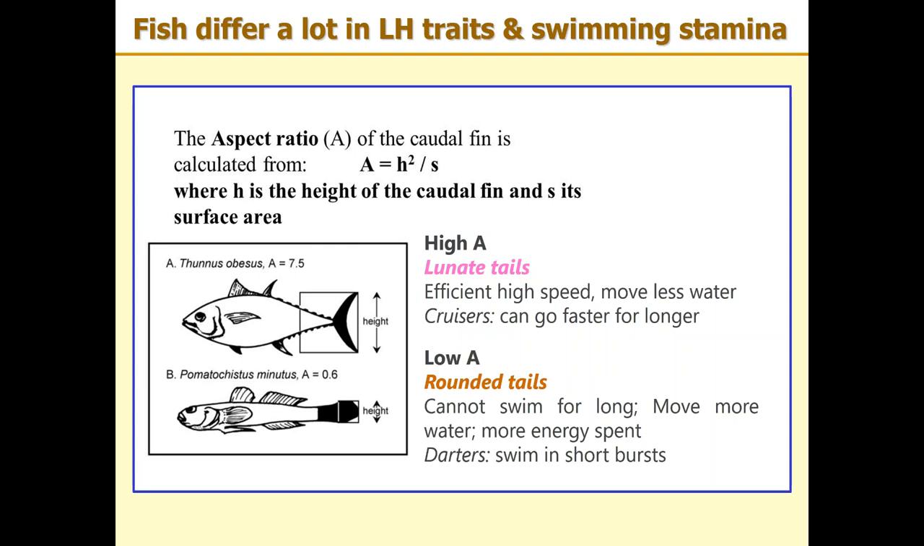On the other extreme, we have so-called rounded tails. These are species which have a low aspect ratio. They cannot swim for very long, because they move more water. And this is the sort of tail that you want to have if you are required to swim in short bursts. You're not expected to swim fast for long periods of time.